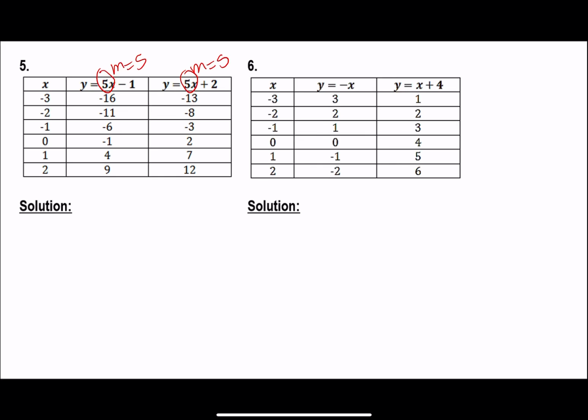There's no intersection, there's no solution. So remember, same slope means parallel lines. I want you to write that in if you struggled with this last chapter.